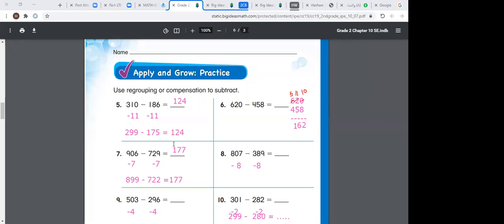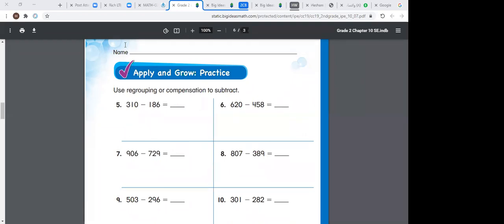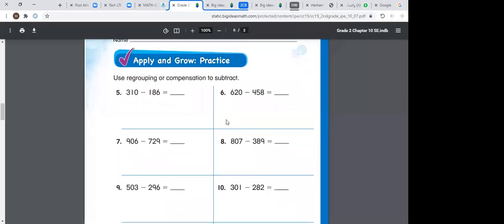Now, my dear students, please answer this page by yourself. You can answer by compensation or by regrouping. You can answer by compensation like this or by regrouping like this. It's no problem, as you like. If you find that compensation is difficult for you, you can answer by regrouping. It's up to you. The question is use regrouping or compensation. Now let's move to the next page to answer the next question.